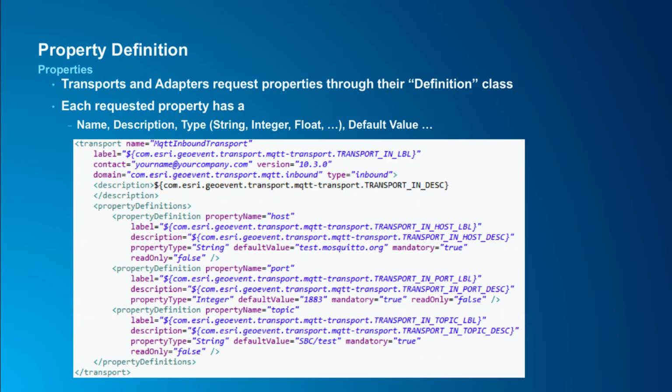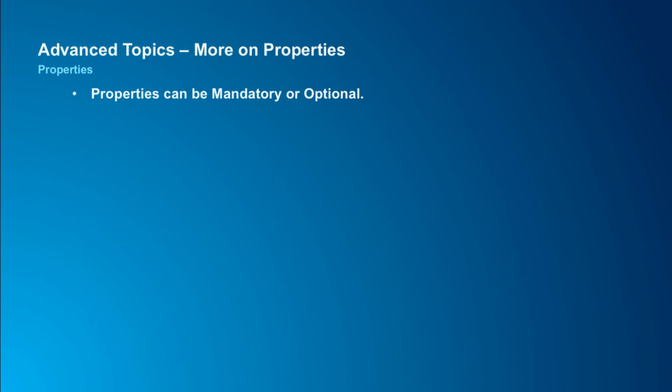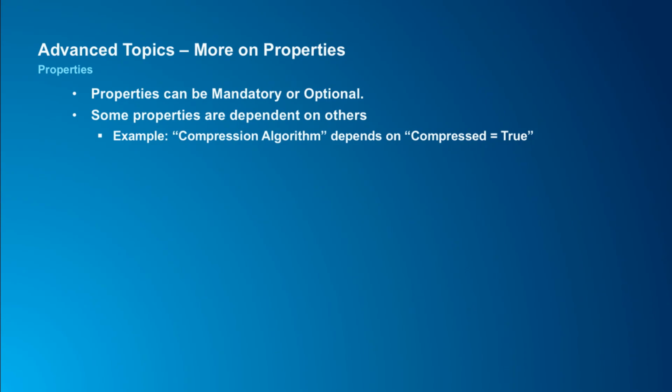Property labels are what show up for each property on the manager UI, and the property descriptions show up when you click or hover the cursor on the question mark next to the property input box. So both of them are also localized. There are a few other functions that can be achieved through the properties. One of the functions is that we can set the properties to mandatory or optional. And then properties can be dependent on other properties.